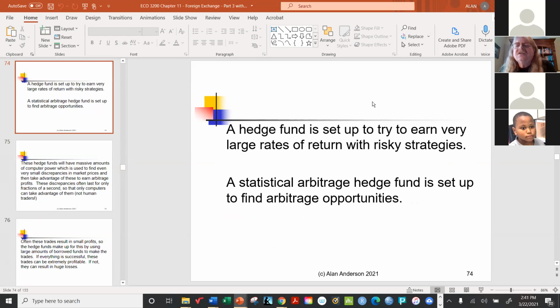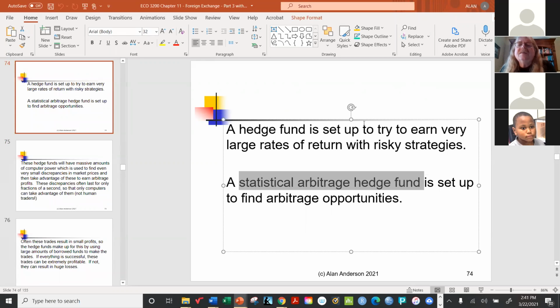Hedge funds, we did mention hedge funds, good. Hedge funds are set up specifically to look for these opportunities, or at least the statistical arbitrage hedge funds are. There are other types as well, but this is one of the more popular ones. But the problem is that the amount of computing power that is needed to do this is pretty impressive. It's a very big expense for these funds, and they have to be right on the cutting edge of the technology to find these opportunities and then take advantage of them. And even then, they're not always successful.